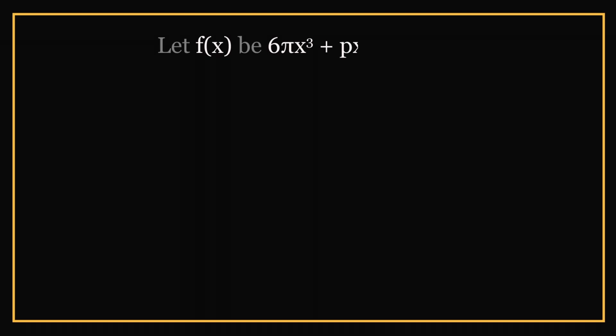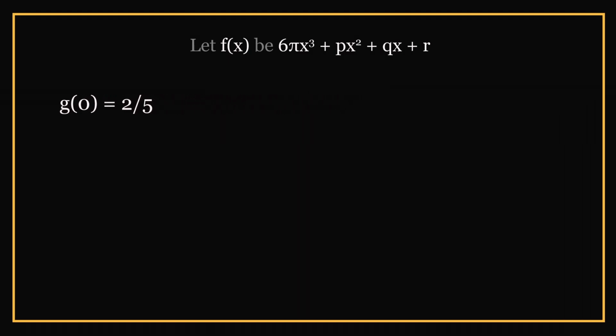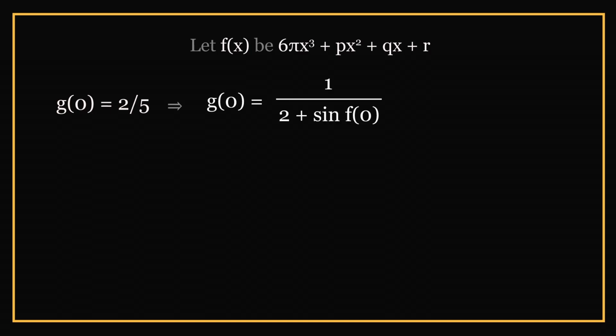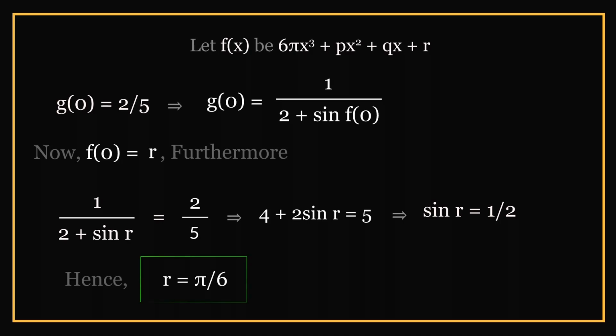Let's consider f(x) to be a 3-degree polynomial with coefficients 6 pi, p, q, and constant r. Also, it was mentioned in the question that alpha 1 is equal to 0 and g(0) is equal to 2 by 5. And so, we get this equation. Now, f(0) is just constant r. On solving further, we get r equal to pi by 6.